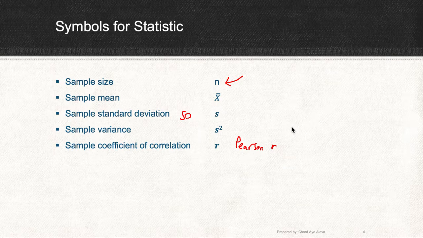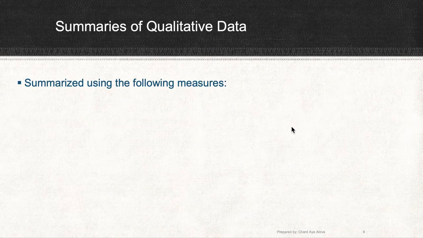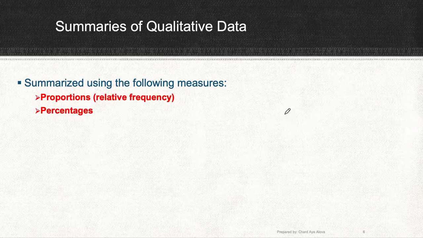As we can recall, there are two types of data. We have qualitative data and quantitative data. For qualitative data, we must understand how to summarize them. Since they are qualitative, we are somehow limited in summarizing them via proportions, that is relative frequencies, or percentages.